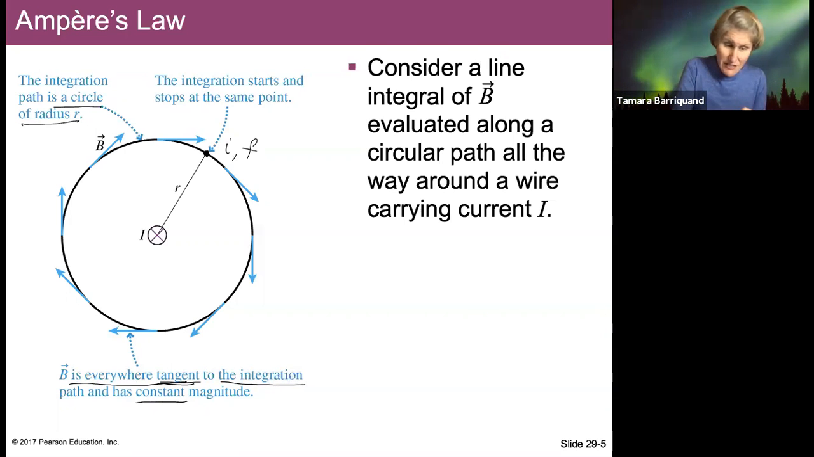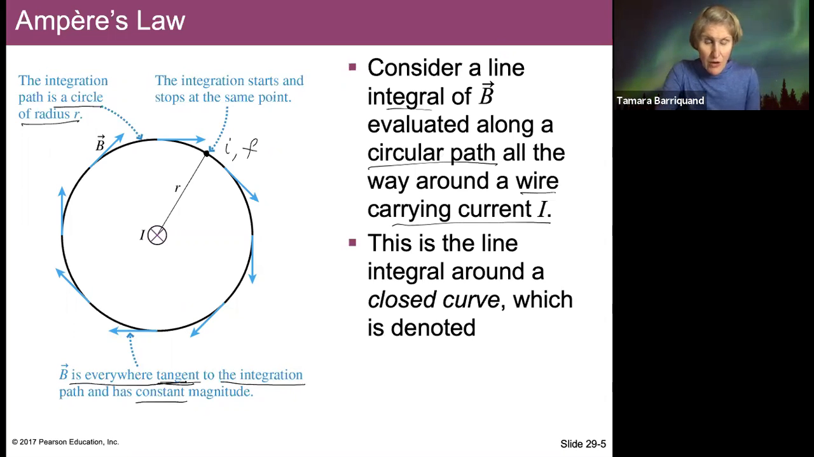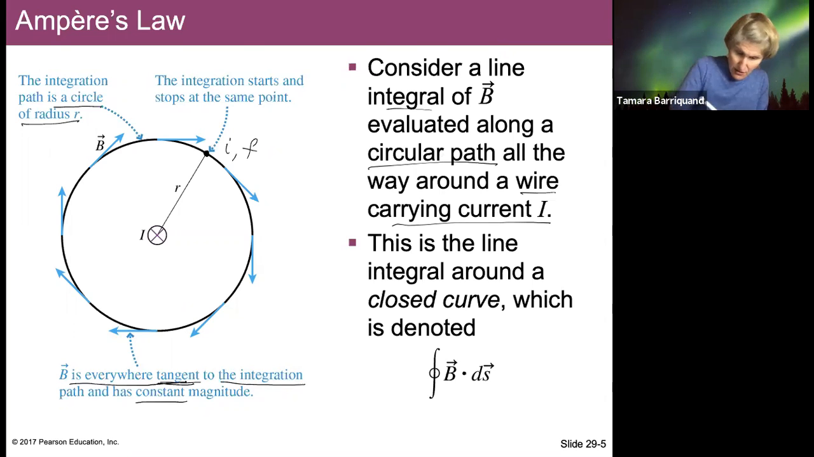So in this case, we're considering a line integral of B evaluated along a circular path all the way around a wire carrying current I. So this is the line integral around what we call a closed curve. It's closed, right? We're going from one point and coming back to that same point. And so this is written with a circle around the integral sign. When we have an integral with this circle symbol, that tells us it is a closed integral. It's starting at one point and coming back to the same point.